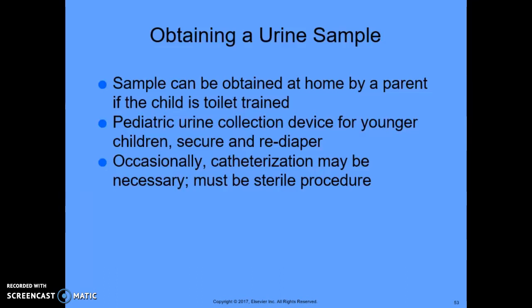So the sample can be obtained at home by a parent if the child is toilet trained. A pediatric urine collection device for younger children is secured and then re-diapered, and we talked about how they are different depending on the male or the female child because of the opening. One fits around the labial area in the vagina of a girl and the penile area if it's a boy. Occasionally, catheterization may be necessary, and this is a sterile procedure.